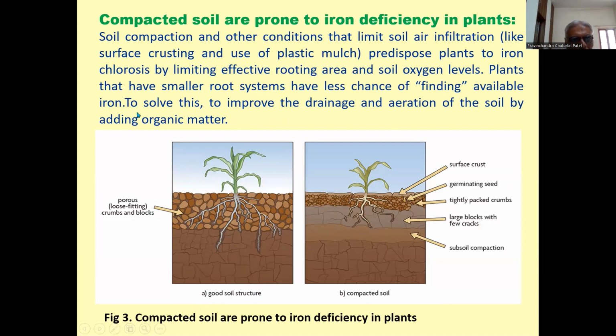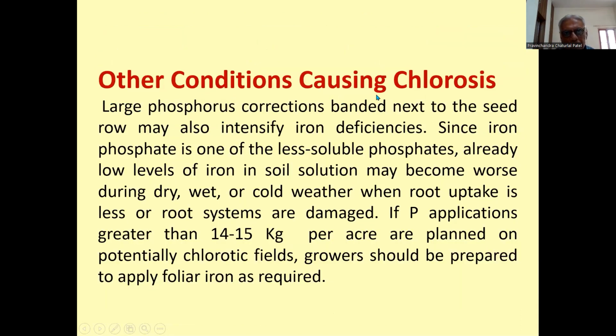To solve this problem of compaction, we should improve the drainage and aeration of the soil by adding organic matter. Another condition that causes chlorosis is a large phosphorus application banded next to the seed row, which may also intensify iron deficiency. Since iron phosphate is one of the less soluble phosphates, already low levels of iron in soil solution may become worse during dry, wet, or cold weather when root uptake is less or root systems are damaged.